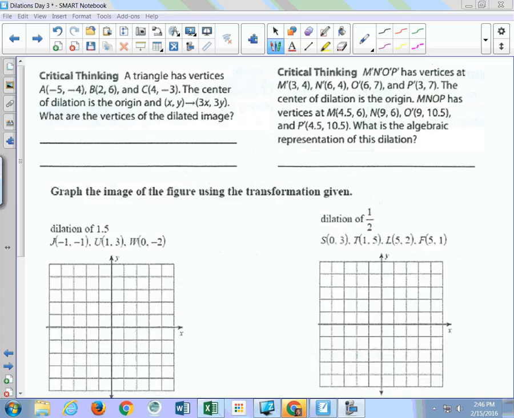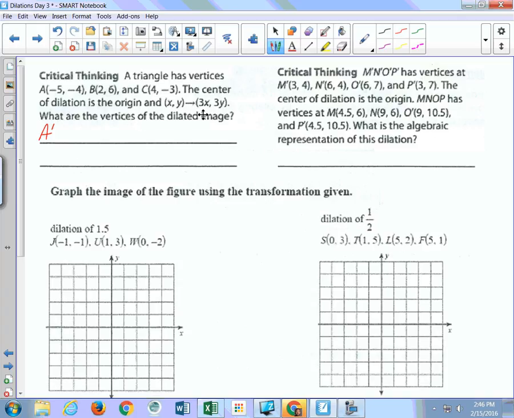Next page, critical thinking. It says the triangle has vertices A, B, and C. The center of dilation is the origin, and (x, y) goes to (3x, 3y). What are the vertices of the dilated image? So it's given you the original coordinates and it's giving you the scale factor. You just have to find the new coordinates. So you need to find A prime, B prime, and C prime.